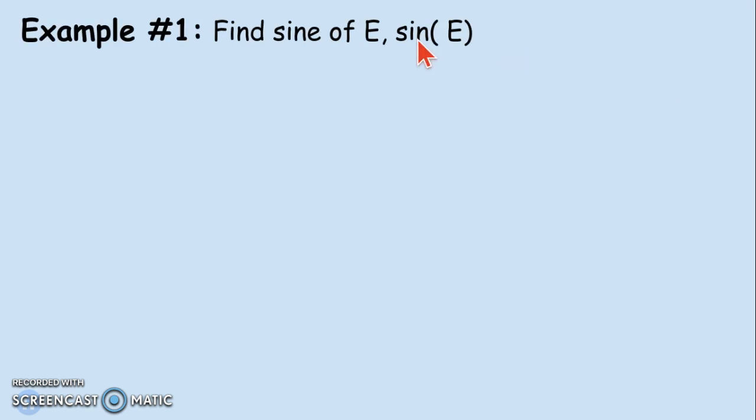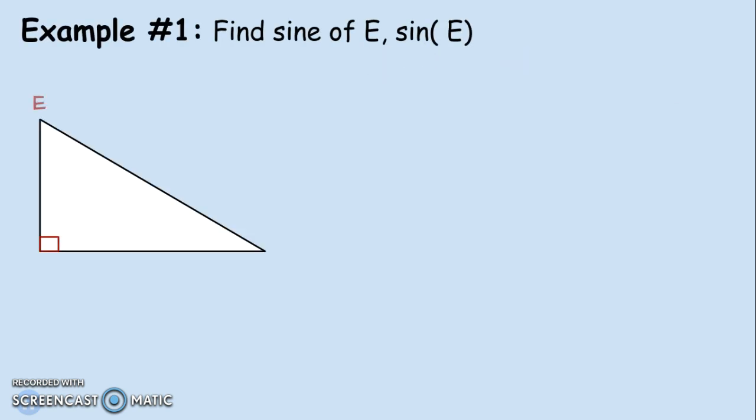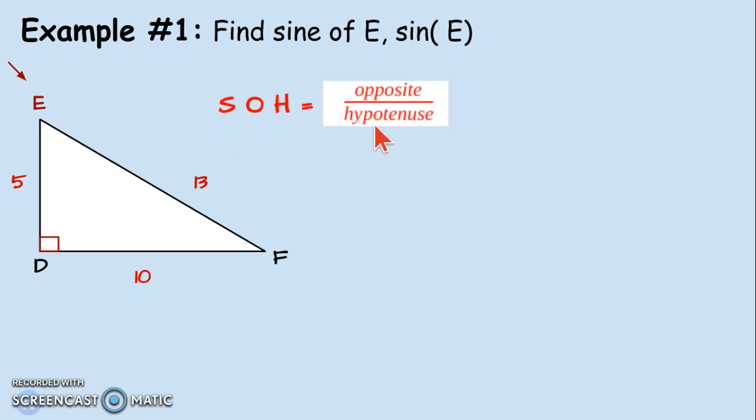First we have example number 1. Find the sine of E in this right triangle EDF, with side lengths of 5, 13, and 10. If you remember from our mnemonic device, we have S for sine, and sine was equal to opposite over hypotenuse. We have the opposite of E and the hypotenuse of this triangle.